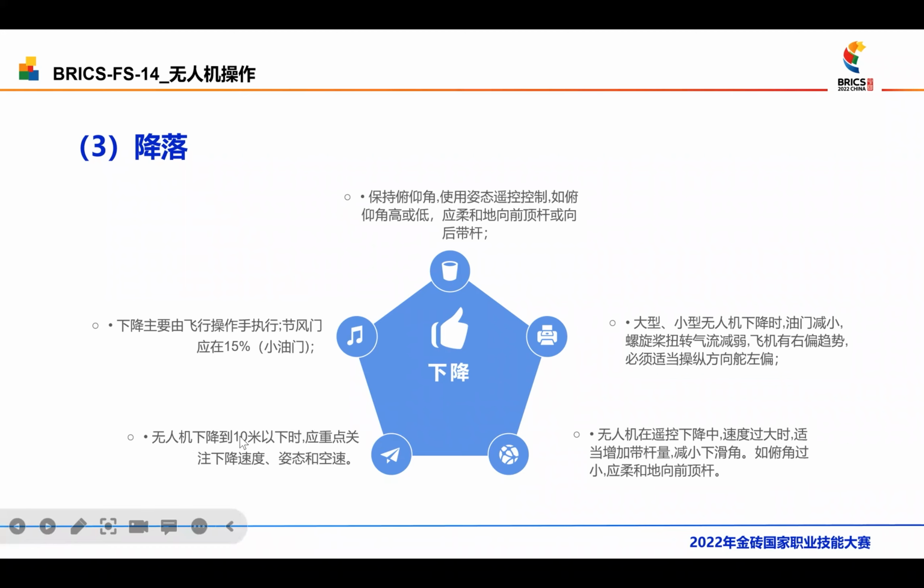When the drone descends to 10 meters, keep the pitch angle. Use the attitude remote control, such as when the pitch angle is high or low, it should be gently pushed forward or pulled back. When the UAV descends, the throttle decreases, the propeller twist and airflow weaken. The aircraft has a right deviation change.